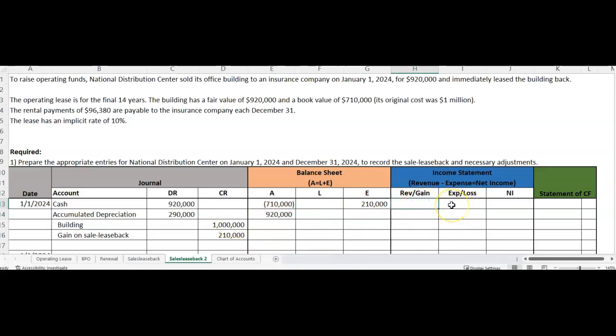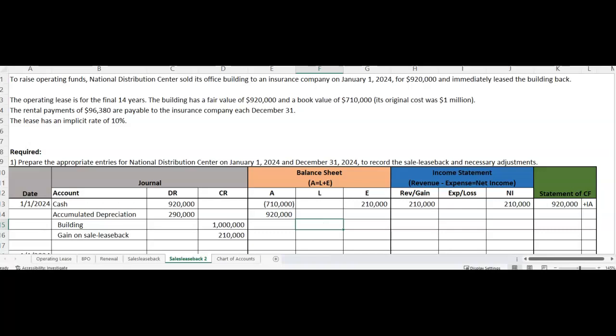Now we do have a gain here. So we would show a gain on our income statement of $210,000, which would increase our income by $210,000. On the statement of cash flows, we do have a $920,000 cash flow, and this would be from investing. You're like, what? Investing? Yes, investing, because remember, we're selling a long-term fixed asset. When we sell those long-term assets, it is considered investing activity. So this is treated as a sale.